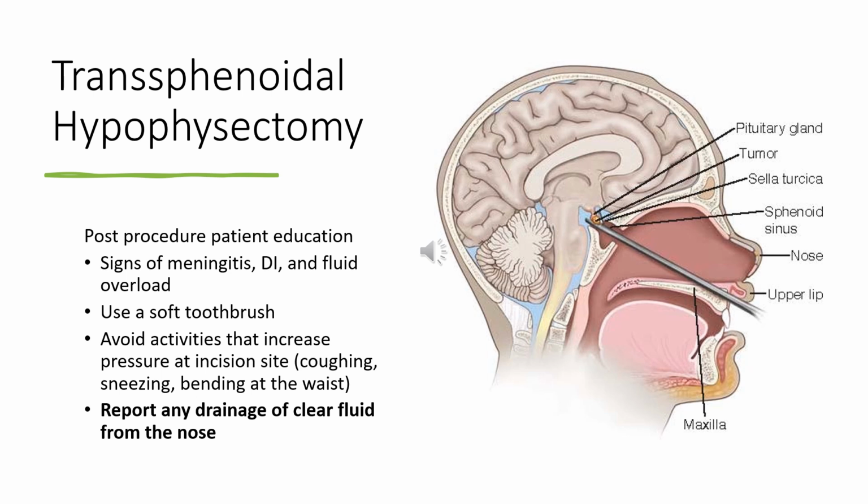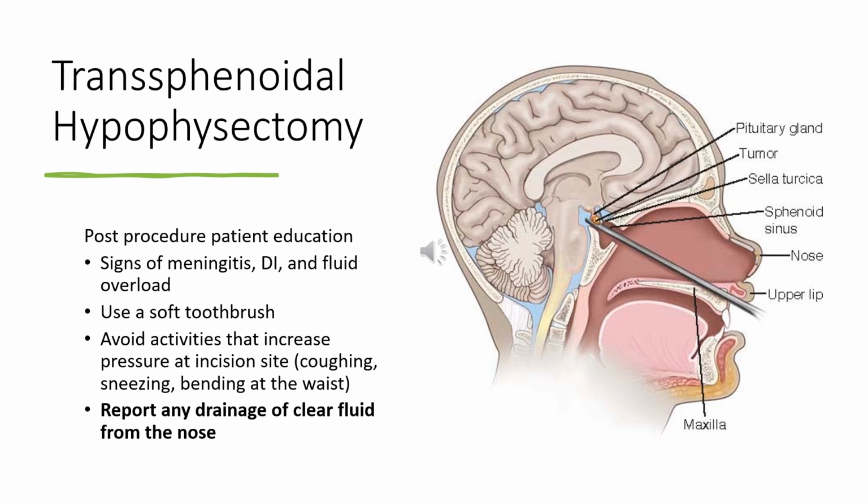We do want to educate them about the signs of meningitis. A surgical approach does increase that risk of meningitis, so we need to monitor temperature, nuchal rigidity, and photophobia. We want to look at signs of diabetes insipidus and notify the healthcare provider if you have increased urine output and excessive thirst. We also need to be aware of the signs and symptoms of fluid overload. Instruct the patient to notify the healthcare provider for weight gain.